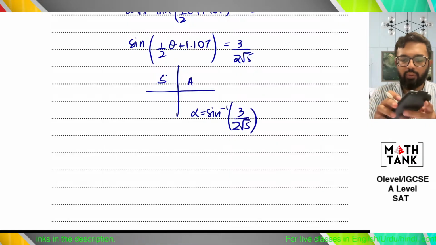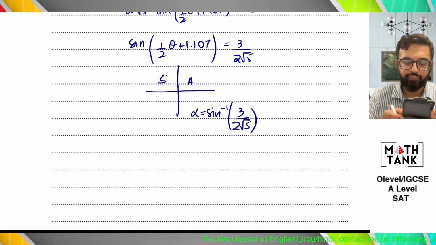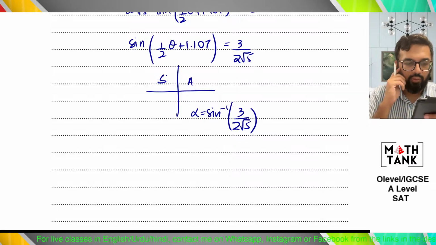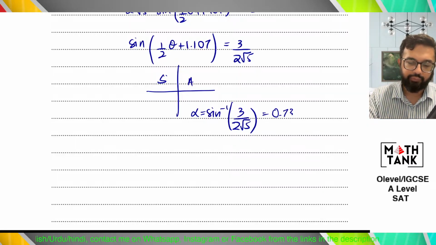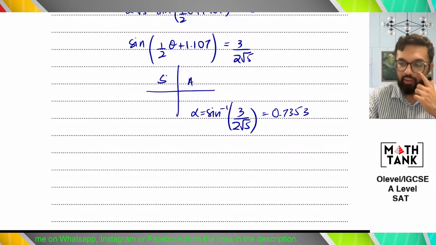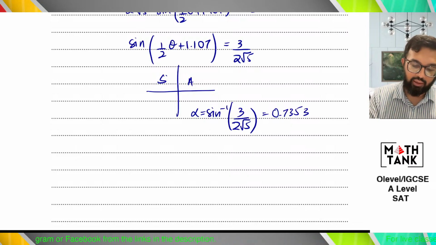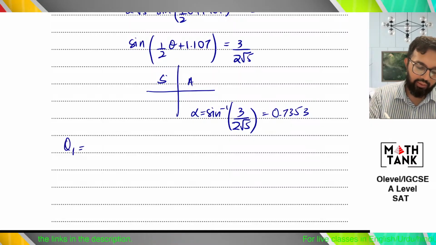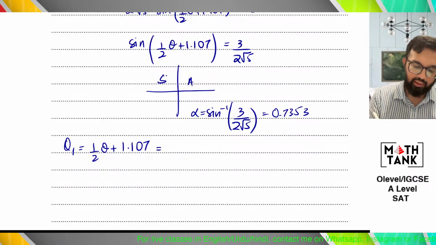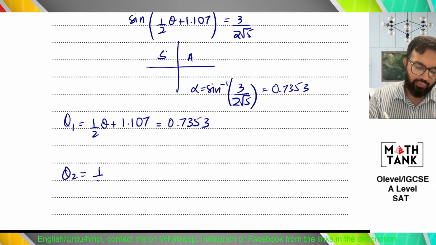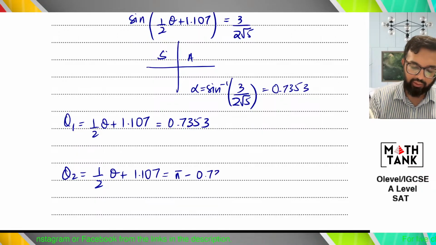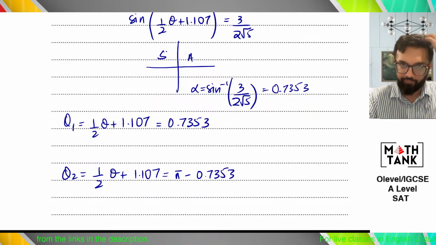What is sine inverse of 3 over 2 root 5? 0.735. सही, एक एक्स्ट्रा डेसिमल ले लेती हूँ. Okay, 0.7353. तो क्वाड्रेंट 1 में आंसर आ रहा है. किसका आंसर आ रहा है? हाफ थीटा प्लस 1.107 का. और क्या आंसर आ रहा है? 0.7353 आ रहा है. क्वाड्रेंट 2 में आंसर आ रहा है. So that's one positive cycle. Once the positive cycle is out of the way, पहले मैं उसके आंसर्स निकाल लेता हूँ, देखता हूँ कितने आंसर्स आते हैं और फिर जो है मैं नेगेटिव साइकिल पर. ओके.